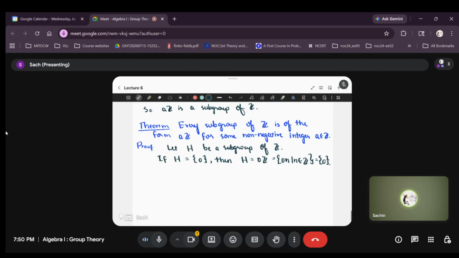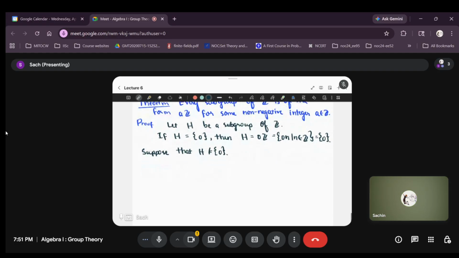And the theorem claims that for some non-negative integer A, the subgroup should be expressible in the form AZ. So if H is a trivial subgroup, H is equal to 0Z and we are done. Suppose H is not the trivial subgroup. Suppose that H is not equal to 0.